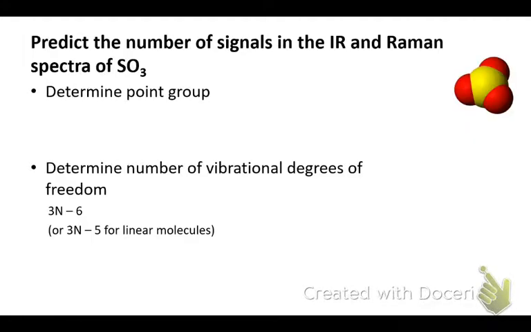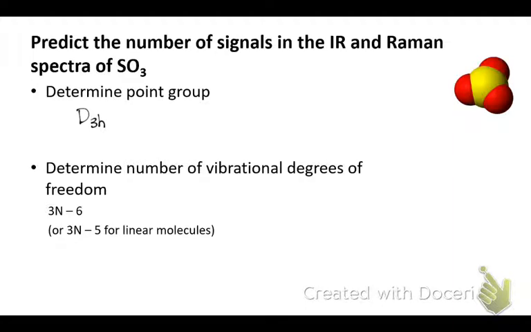So the first step is determine the point group of sulfur trioxide. The point group of sulfur trioxide is D3h, and we're going to need that going forward. The other thing we need to do is determine the number of vibrational degrees of freedom.